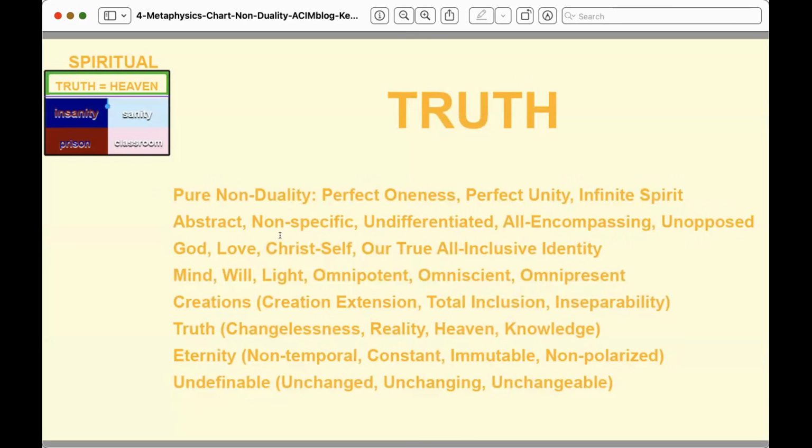But because we made up the dream of duality, we need to use Holy Spirit's guidance in order to get back to this at the top of the ladder. Undefinable, it's unchanged, unchanging, and unchangeable.